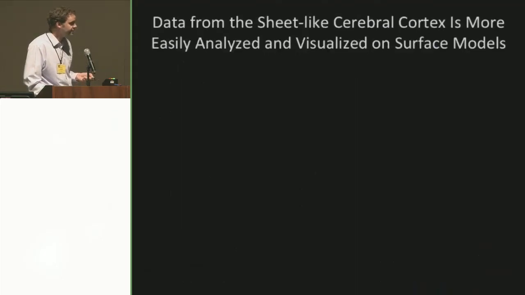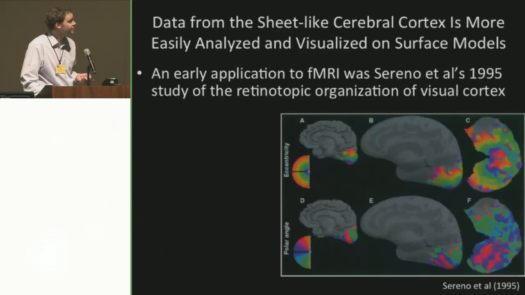So we can do better than this, though. Data from the sheet-like cerebral cortex is better analyzed and visualized on surface models. An early application of this to fMRI was Sereno's retinotopic study here. They measured polar angle and eccentricity in the visual cortex. And this is one of the first surface-based fMRI studies that I'm aware of.